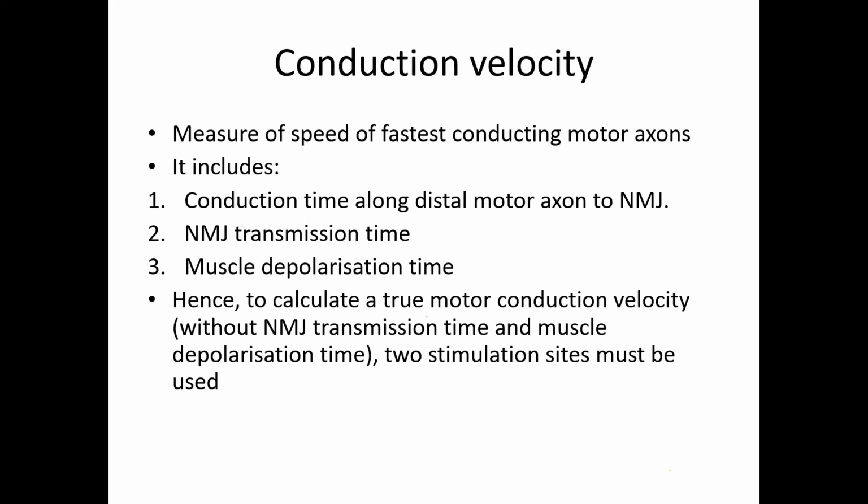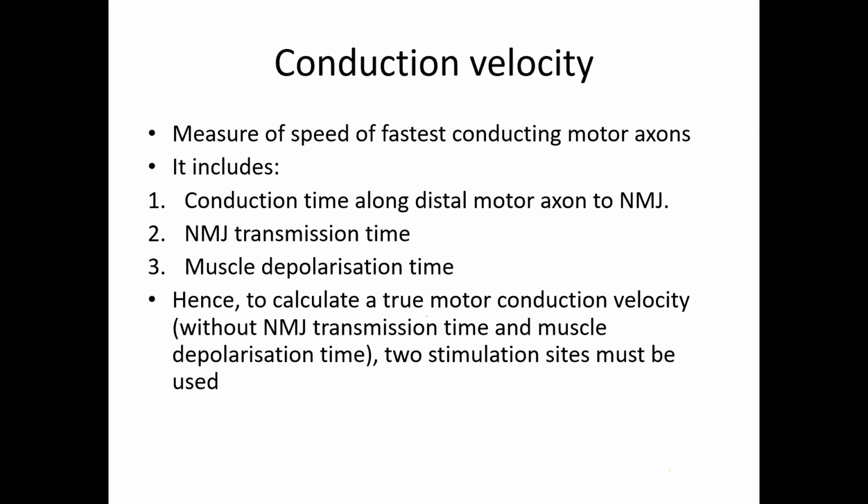So what is the conduction velocity? Can anybody tell what is conduction velocity? Distance upon time. So basically, it is a measure of the speed of the fastest conducting motor axons. It includes the conduction time along the distal motor axon to the neuromuscular junction, then again the neuromuscular junction time and then the muscle depolarization time.